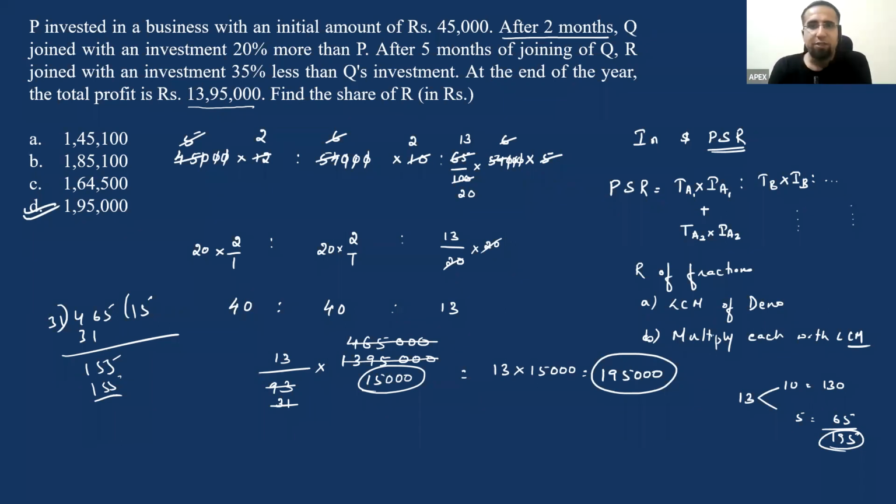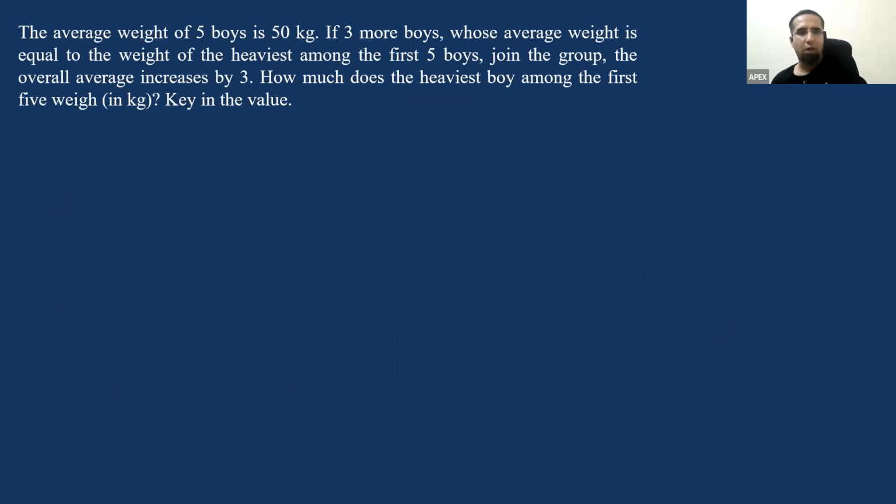Clear? So let's move to the next question now. So now this question is talking about the average weight of the boys, right? So if I revise the concept of averages, a simple concept I use is that average into number of terms is equal to sum total. Or we can also go with the equal distribution model.